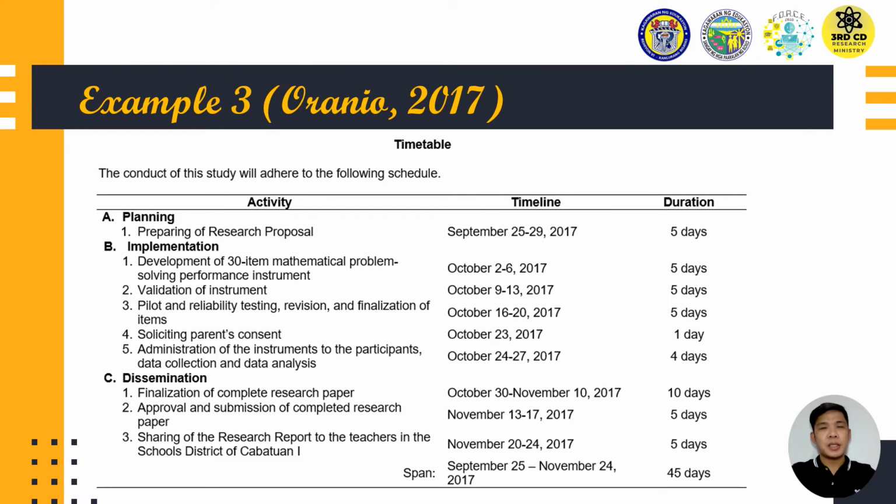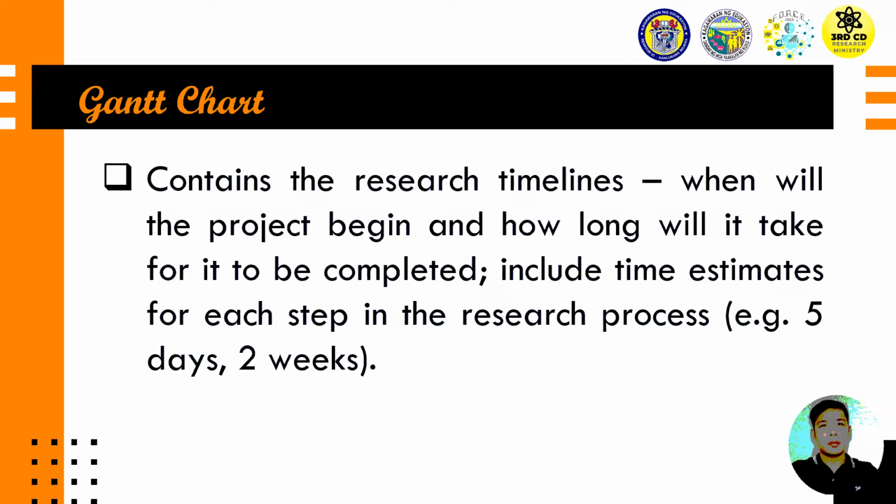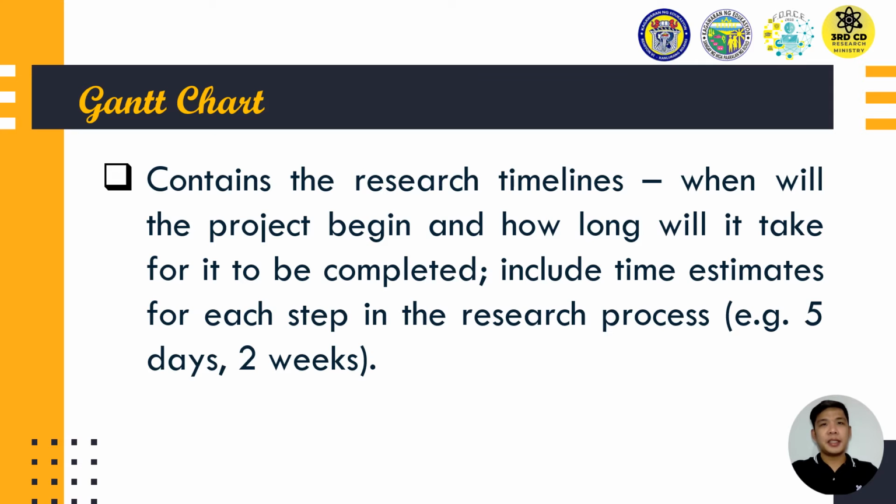For basic research, a timetable is used instead of action work plan and timeline. Clustering of activities such as planning, implementation, and dissemination is similar to that of action research. Another key difference between action and basic research is that basic research requires a Gantt chart, which is actually a graphical representation of the timetable.